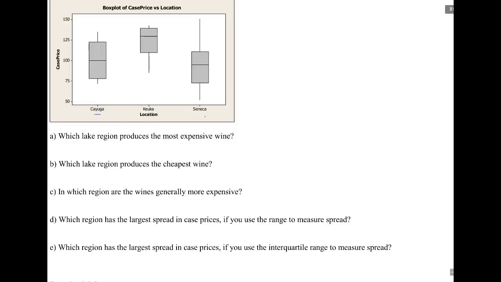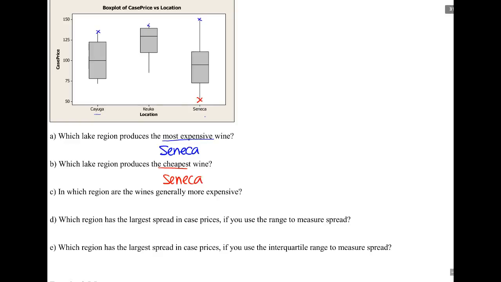First question says, which lake region produces the most expensive wine? So not in general most expensive, just the most expensive bottle of wine. So now we're just looking at the maxes for each of these different regions, and we can easily see Seneca has the largest maximum value or case price here. The cheapest wine, same idea. We only care about the overall cheapest case, and that is also in Seneca.